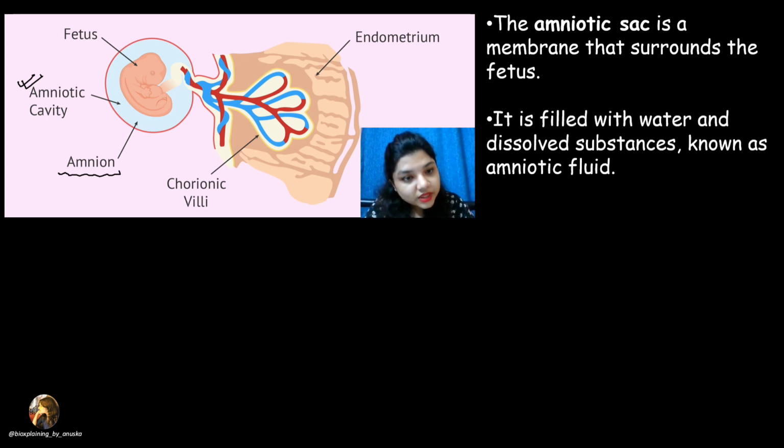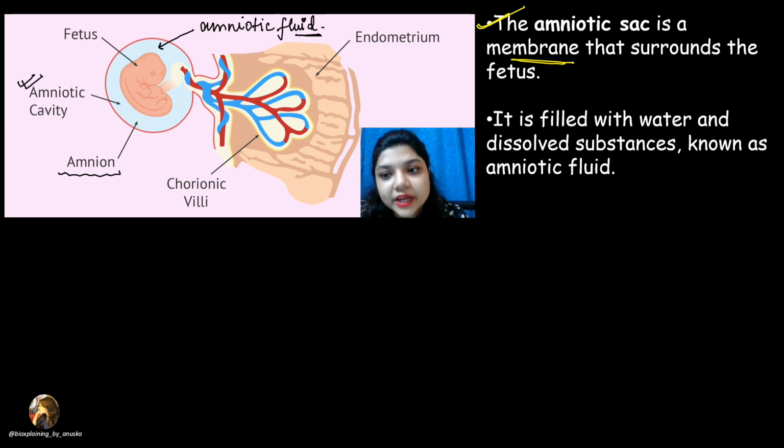What is it filled with? It is filled with water and dissolved substances, which is known to be the amniotic fluid. So this fluid that is present inside the amniotic sac, we call it the amniotic fluid. So first point, what we have seen, is that the amniotic sac is a membrane that surrounds the fetus. What is it filled with? It is filled with water and dissolved substances known as the amniotic fluid.